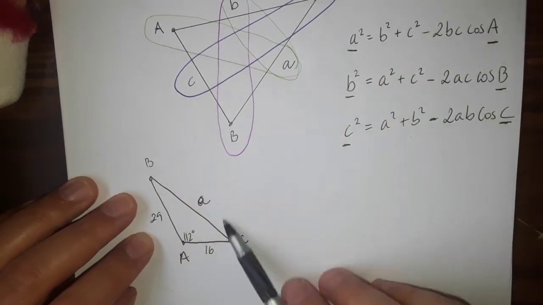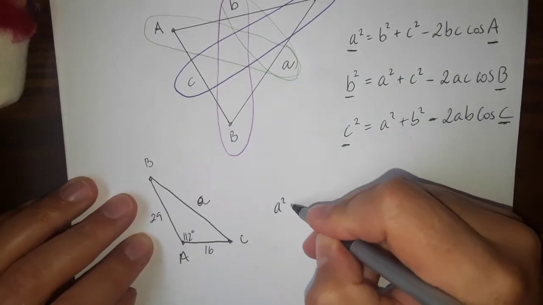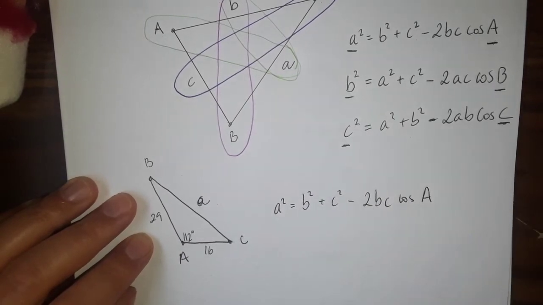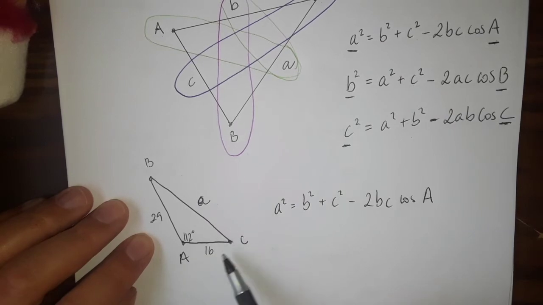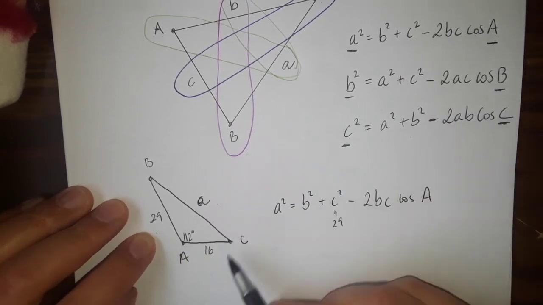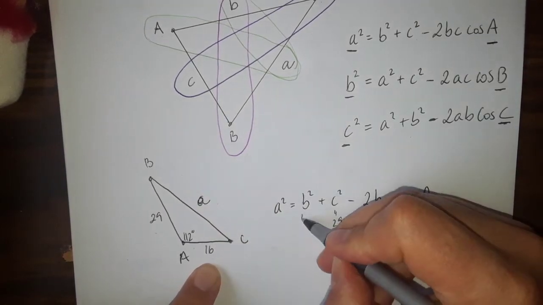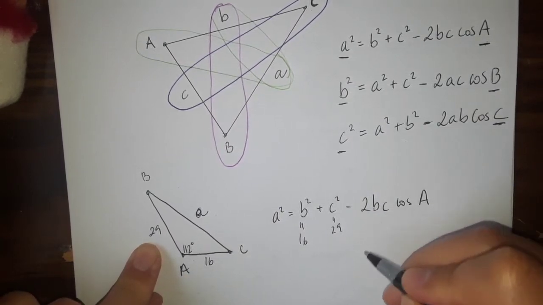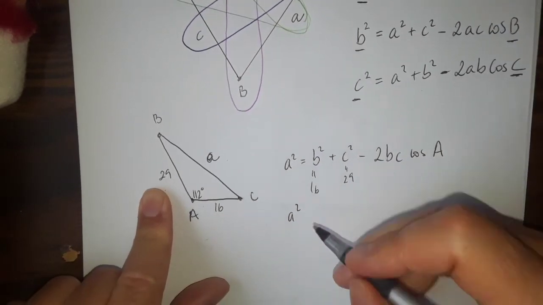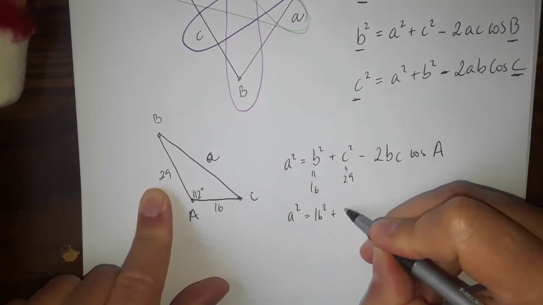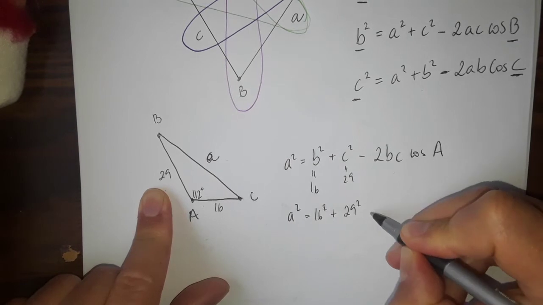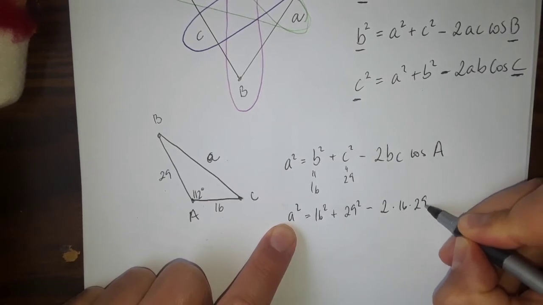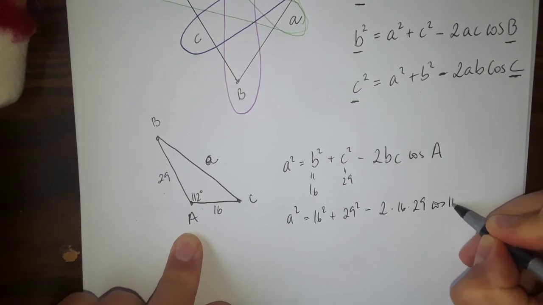So we have to find A. We're going to use the first one: A squared equals B squared plus C squared minus 2BC cosine of A. Now this is C, which is 29. Here we have B, which is 16. So I'm going to write it here: A squared equals 16 squared plus 29 squared minus 2 times 16 times 29 cosine of A, which is 112.